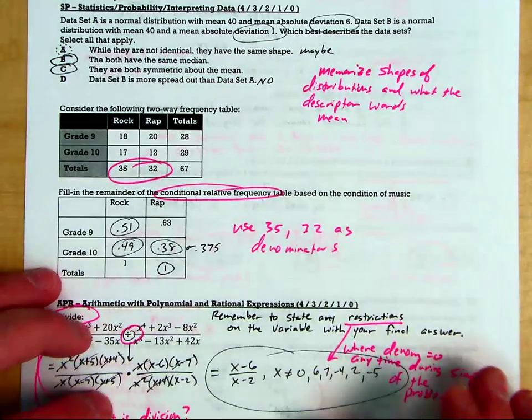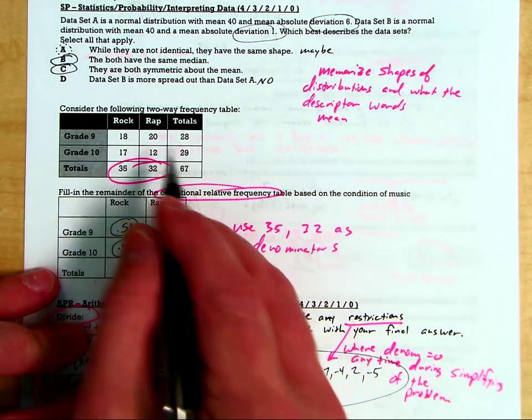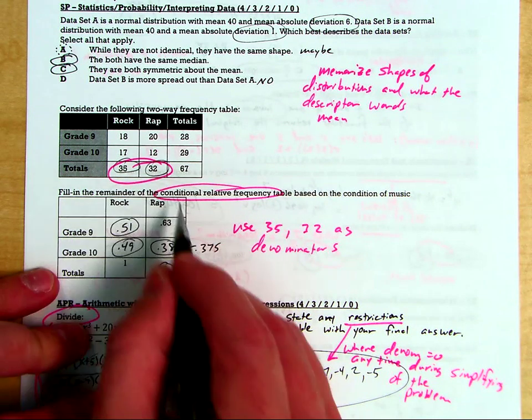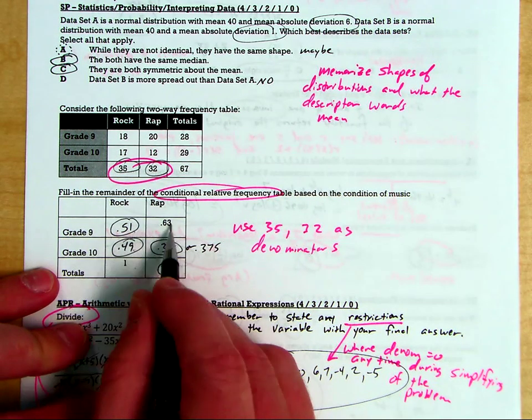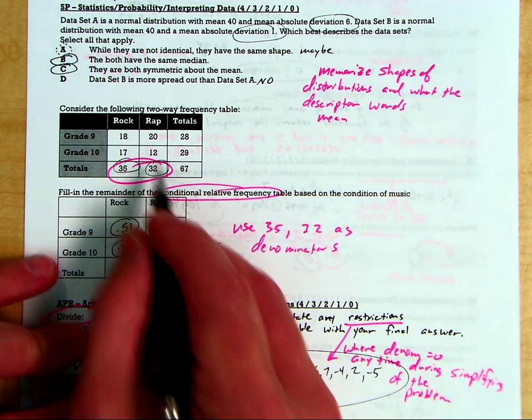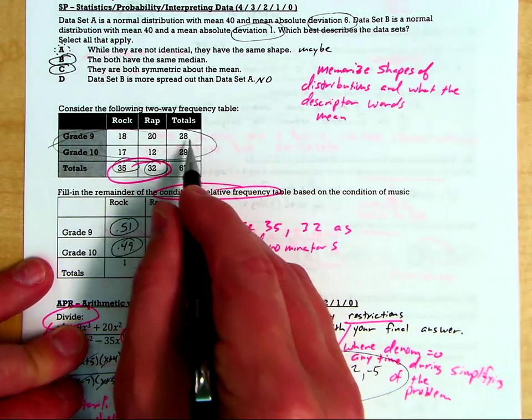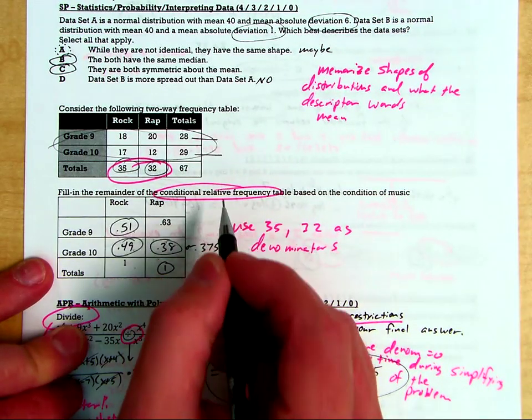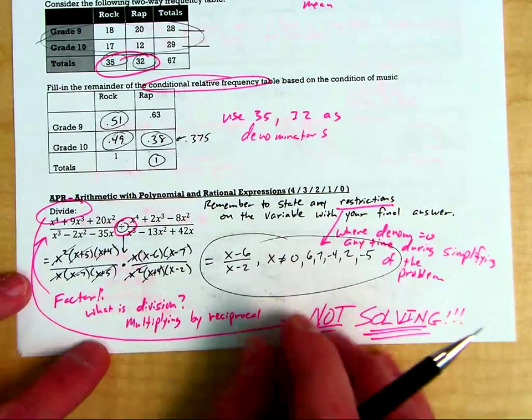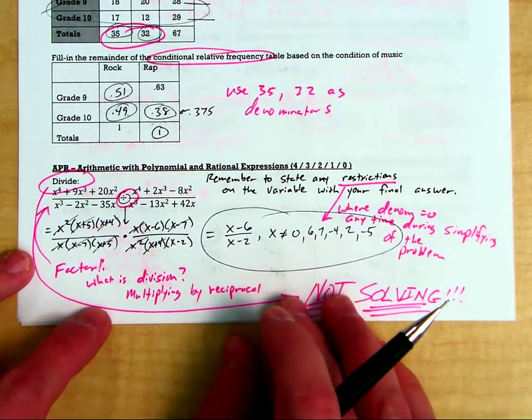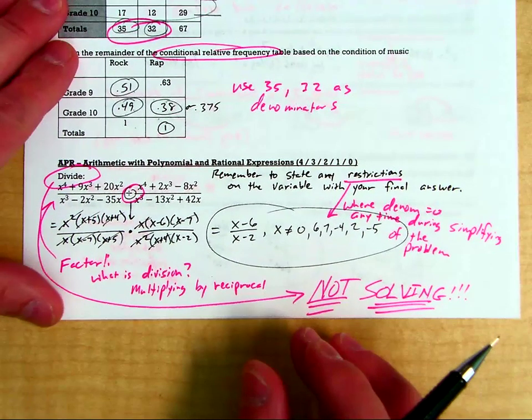Here again we're doing the conditional relative frequency, so you use 35 and 32 as your denominators to find these tables. If it was the other way, if it was the grade, what would be the denominators, boys and girls? 28 and 29 would be correct. Okay, here again is a problem you've seen before. It was actually on last year's final.